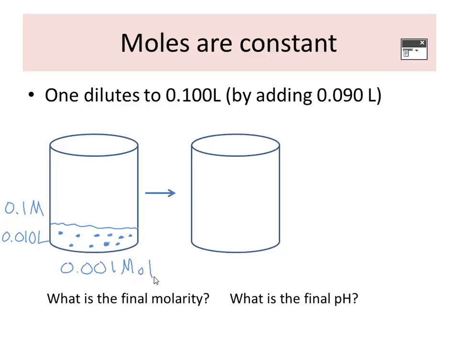So let's say I dilute it to a volume of 0.1 liters. I add 0.09 liters. So let's say that this volume is 0.100 liters. And I have the same number of moles. So I just have it so that the particles are more spread out.